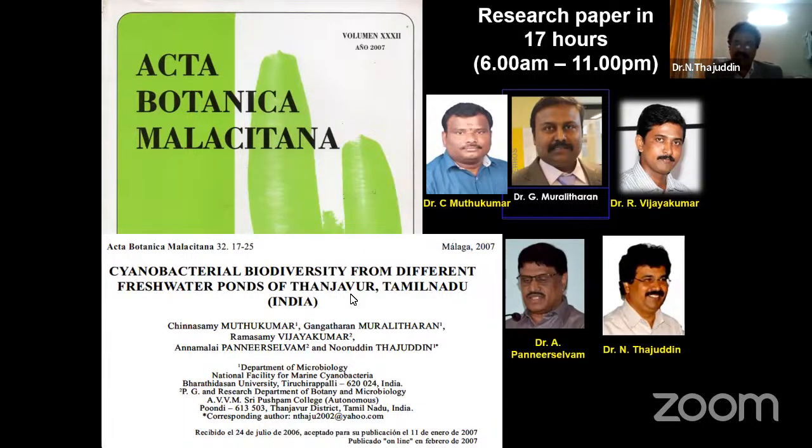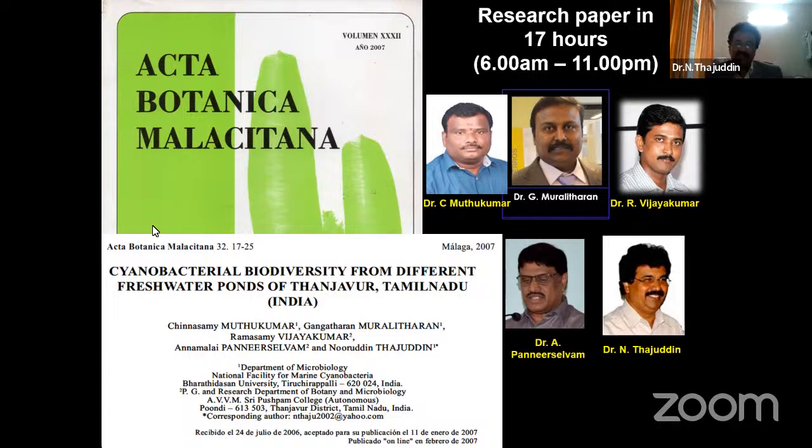So I got the association with Dr. Panneerselvam sir. He is my MPhil teacher, and he is working in a Thanjavur college. So we have collaborative research, and there is Mr. Muralidharan. At that time he was a PhD scholar, and Muthukumar and Vijayakumar both are scholars of Dr. Panneerselvam. So we five planned. We started from Trichy to Thanjavur at 6 a.m. in the morning by bus. We reached Thanjavur at 7 a.m. We started surveying five different freshwater ponds in and around Thanjavur.